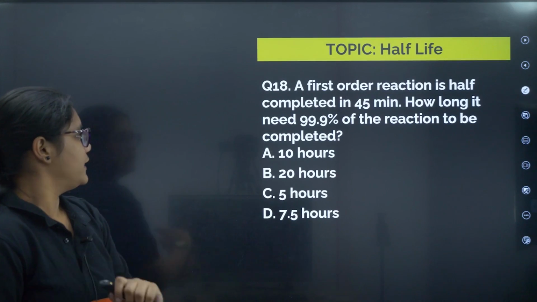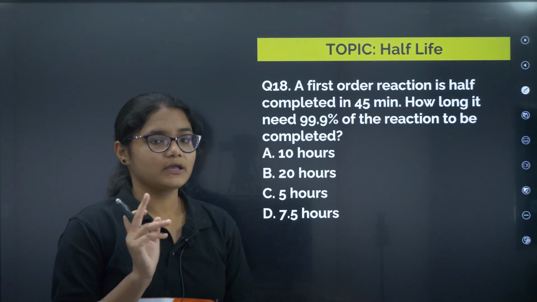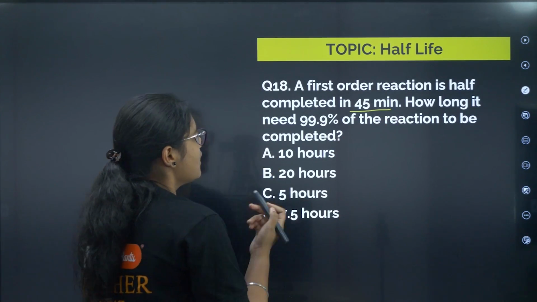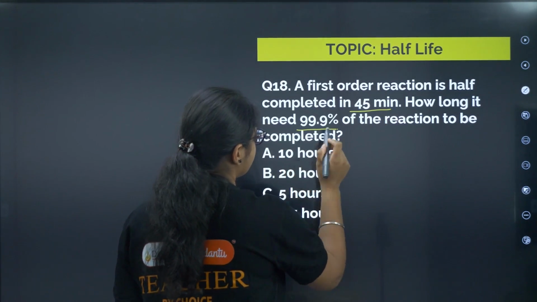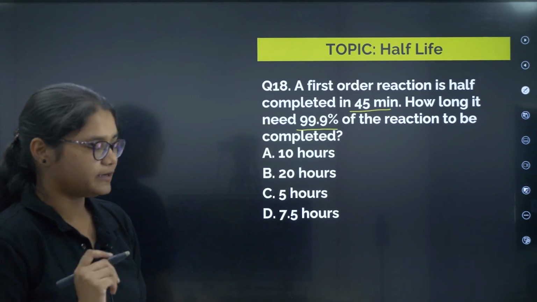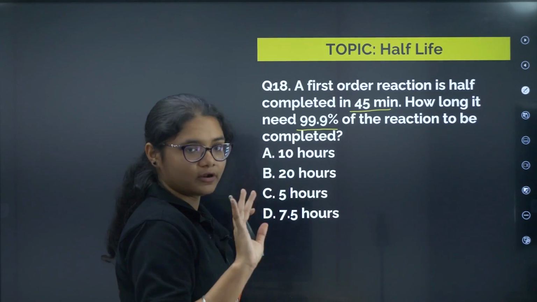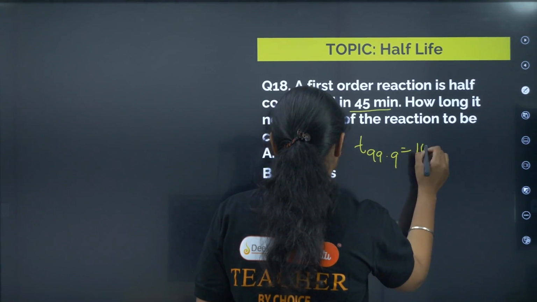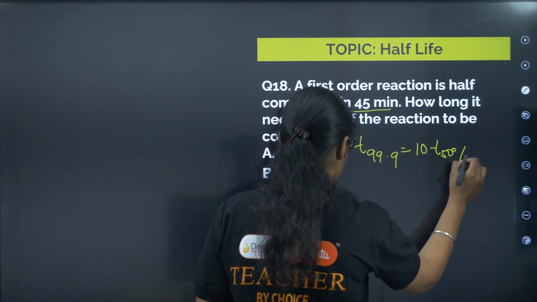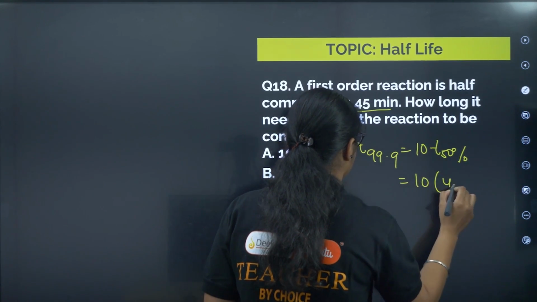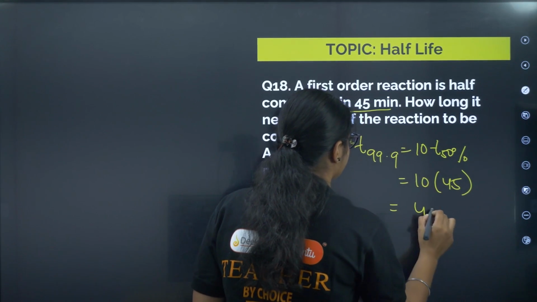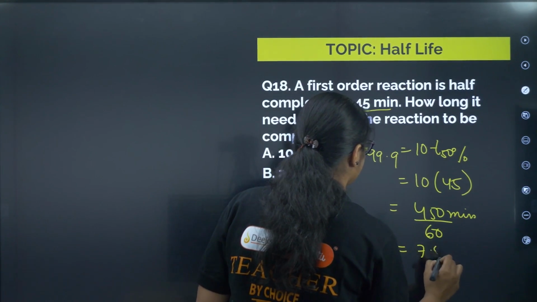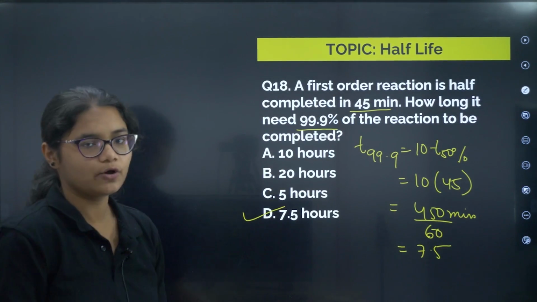Okay. Next. Now another very important topic, half-life. Our first order reaction is half completed in 45 minutes. How long will it take to complete 99.9%? So for this we have a relation. Again, from competitive point of view, you should know this relation. T 99.9 is equal to 10 times of T 50%. T 50% is 45 minutes. So we'll get 450 minutes, convert it into hours by dividing by 60. So we'll get 7.5 hours. So the correct answer for this question is option D.